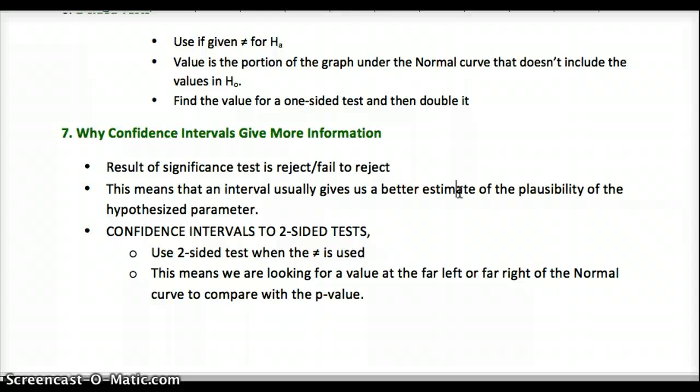It gives us a p-value, but a confidence interval gives us an interval of values where it could be. So confidence intervals can give us more information. They're somewhat similar to two-sided tests, which we use when the not equal sign is used. That means we're looking to the far left or far right of the normal curve to compare. So basically a significance test can tell us if something's plausible or implausible. Since the confidence interval gives us a point estimate and a range of values, it gives us more information.